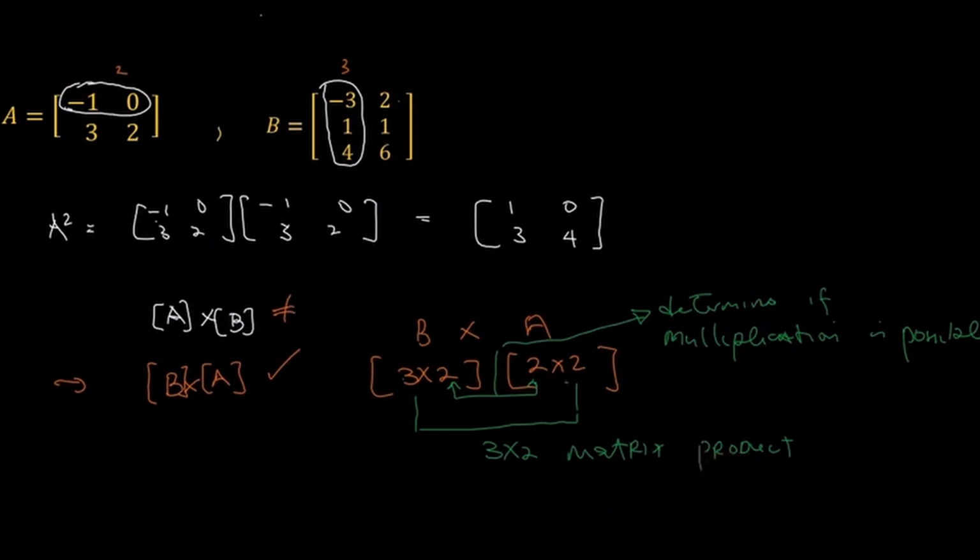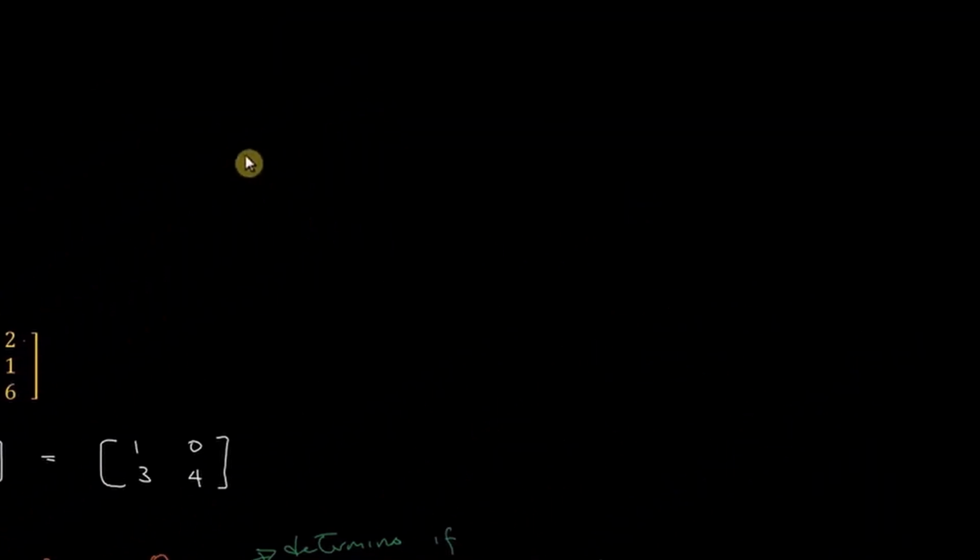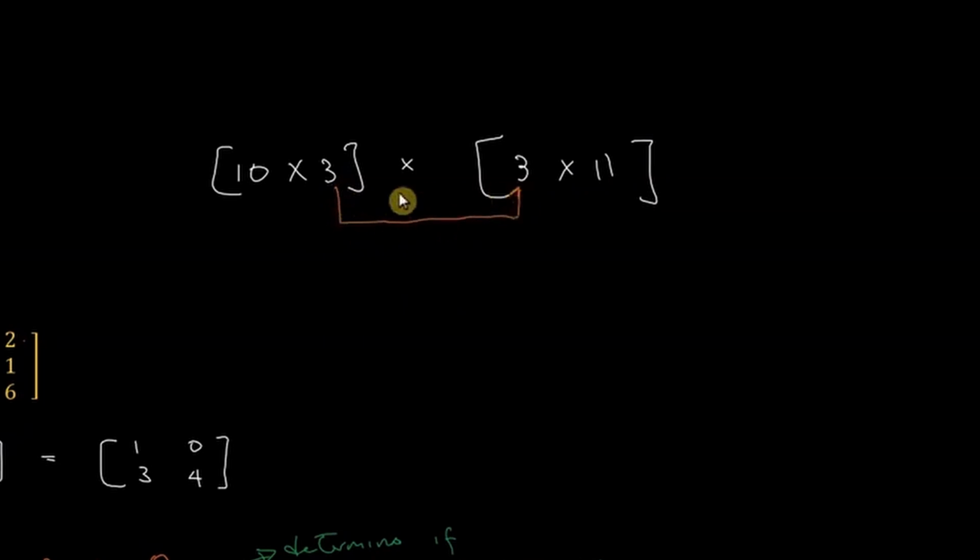Okay, so for example, just for argument's sake, we had a 10 by 3 matrix, and we were going to multiply that by a 3 by 11 matrix. Is multiplication possible? So we would look at the two inner numbers. They are the same. They are 3. Yes, it's possible. So we pass this check. What would be the order of the final product? It would be a 10 by 11 matrix. So yes, it's possible. Final product will be 10 by 11. So that's just something that you maybe want to keep in mind.